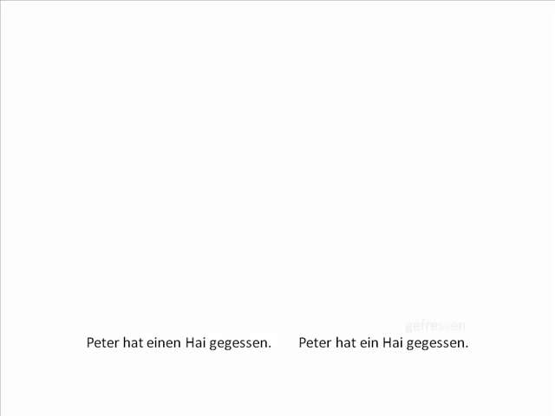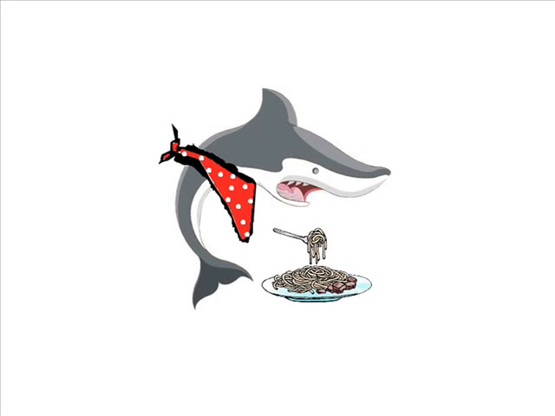Actually, technically that second sentence should have been Peter hat ein Hai gefressen, because German uses different words for people and animals eating. In German, people essen and animals fressen. One native German speaker I know told me she gets an image of the animal sitting with a knife and fork and a napkin if people use the word essen when they're talking about an animal.